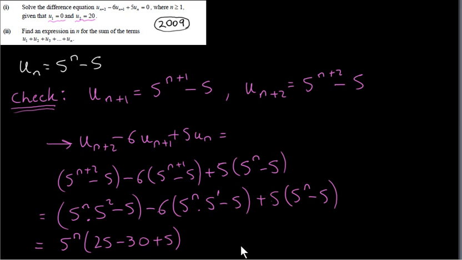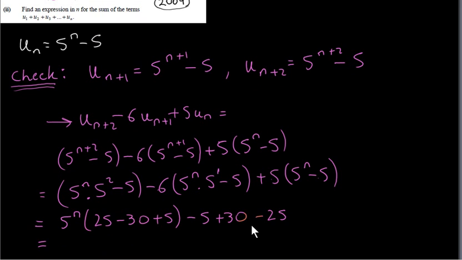After that, we just write down what's left. We have minus 5. We have minus 6 by minus 5, which is plus 30. We have plus 5 by minus 5, which is minus 25. Everything has to work out to 0.